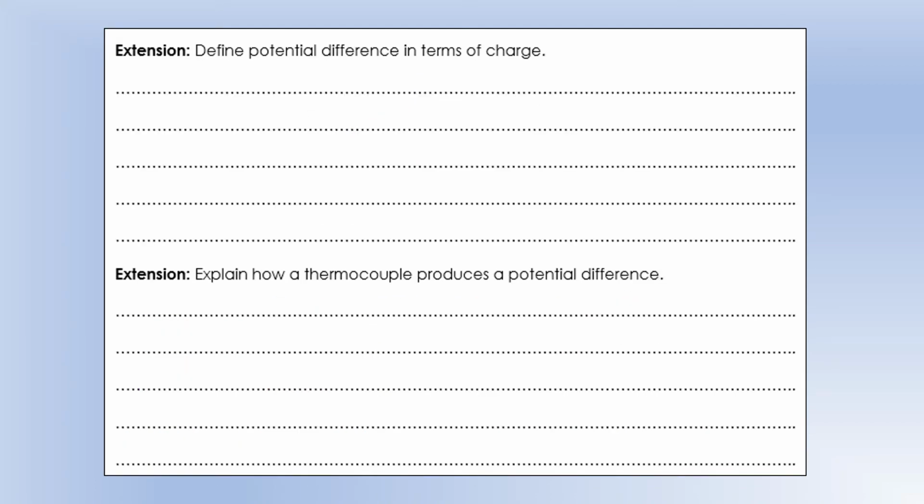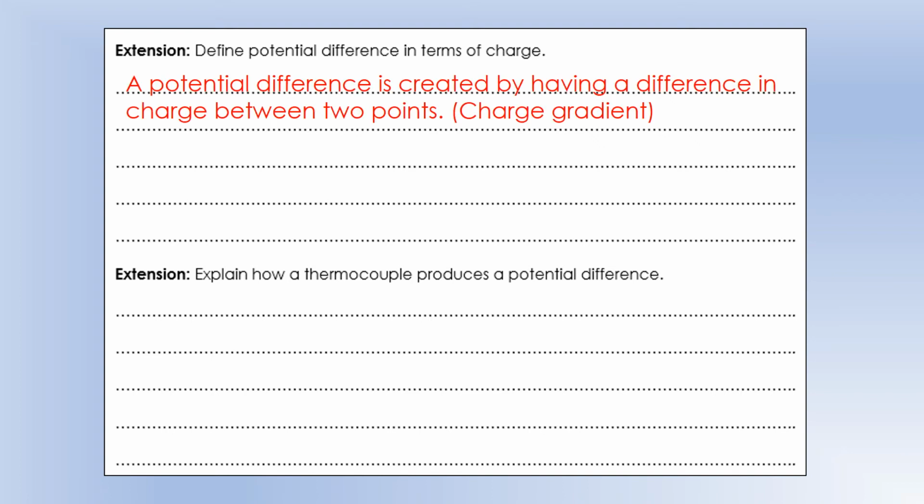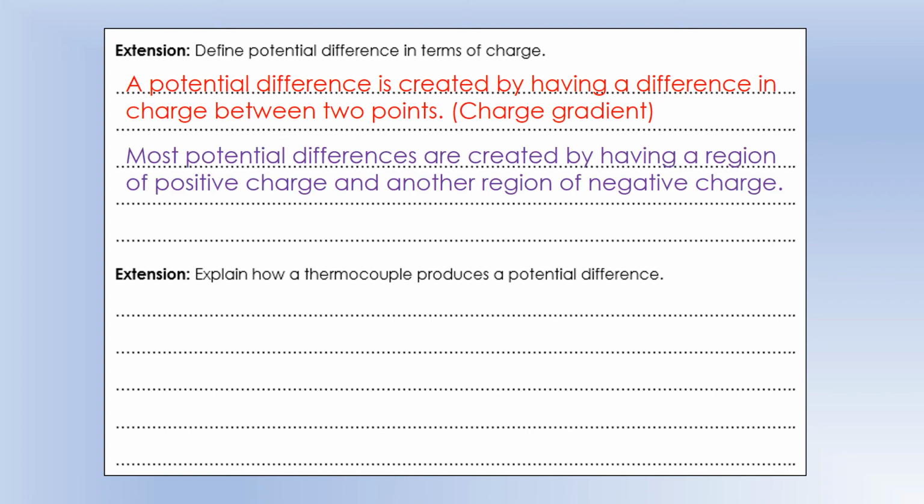All right, so we're just going to go into a little bit more detail on how a thermocouple works, for those of you that are interested. We're going to start by looking at what a potential difference is, because that's what our voltmeter is measuring. In terms of charge, potential difference is created by having a difference in charge between two points, sometimes called a charge gradient. Potential differences are often created by one region having a positive charge and the other region having a negative charge. But it can also be one having a more negative charge than the other, which is what it is in this case.